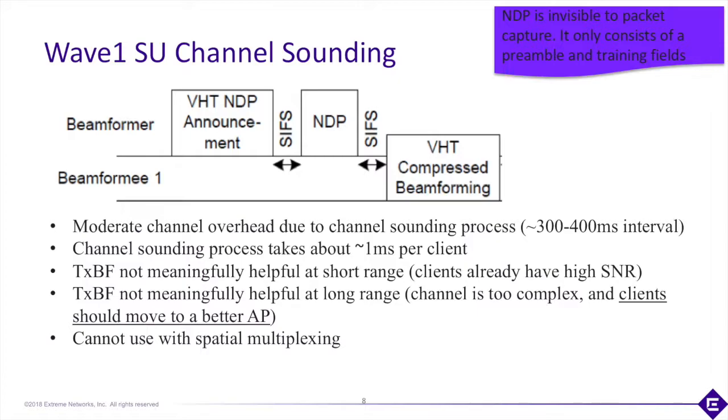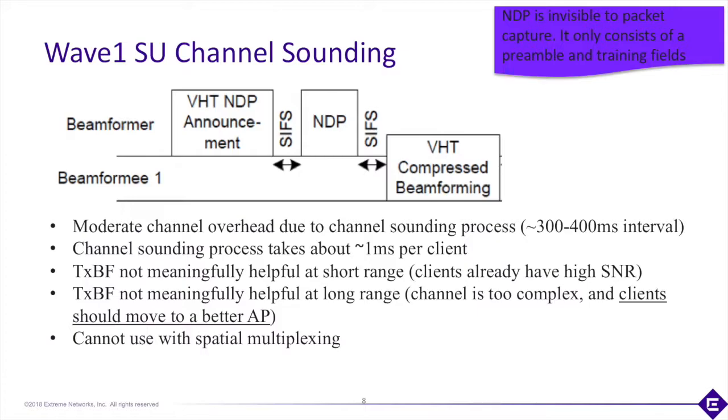So this creates a moderate channel overhead. It's doing this same process every 300 to 400 milliseconds. And the channel sounding process takes about 1 millisecond per client. So you can see that it's definitely some overhead to this process. The main thing we're trying to do is raise SNR, so your signal to noise ratio, because we're trying to land these transmissions at the same time at the client, therefore making the copy stronger at the client.